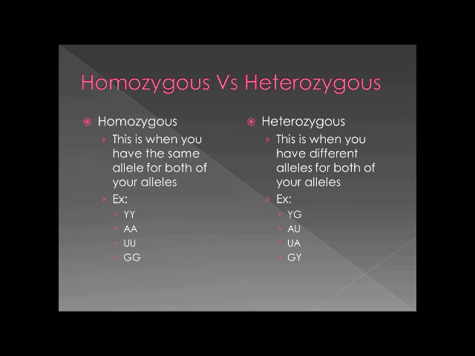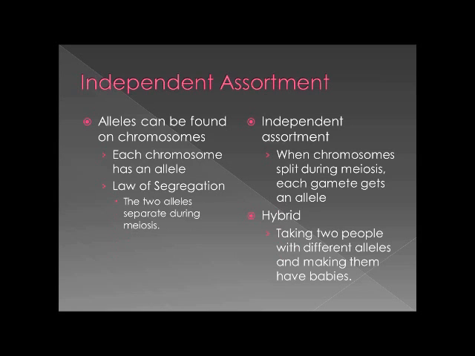Okay, one last thing before I go on and show you how to actually calculate this stuff through math and actually see how babies are going to come out. There are two key terms here, homozygous and heterozygous. Homozygous is when you have the same alleles for both. So if you are YY, AA, UU, GG, you are considered homozygous. Heterozygous just means you have different alleles for both of your alleles. So an example would be YG, AU, UA, and GY. That's a pretty easy idea to understand.